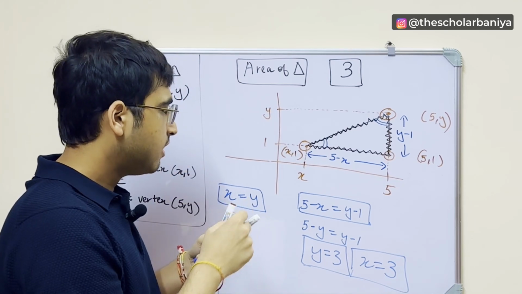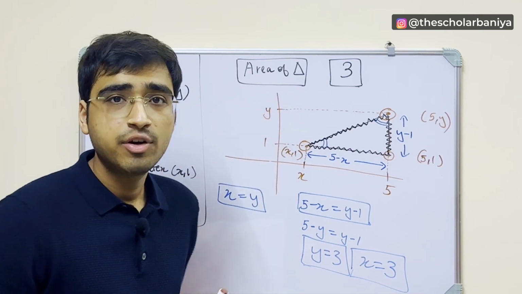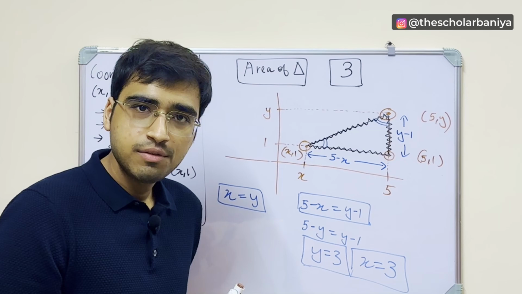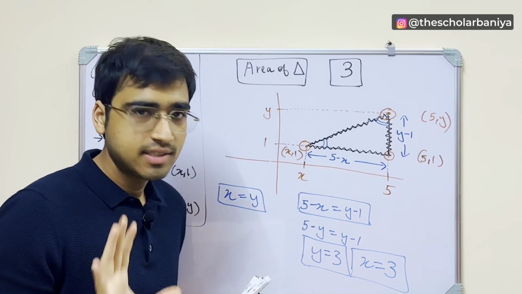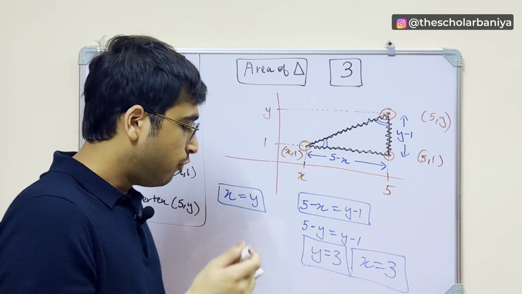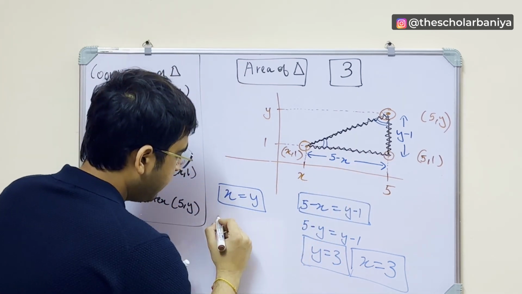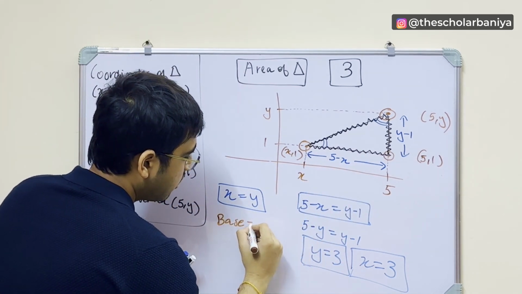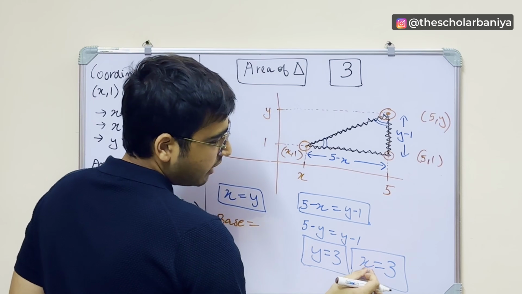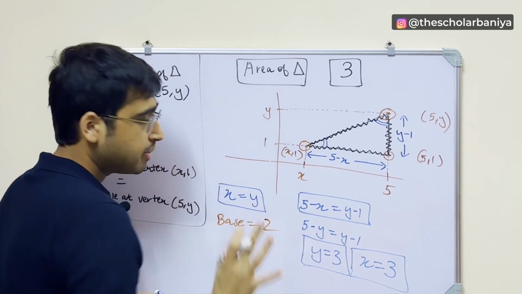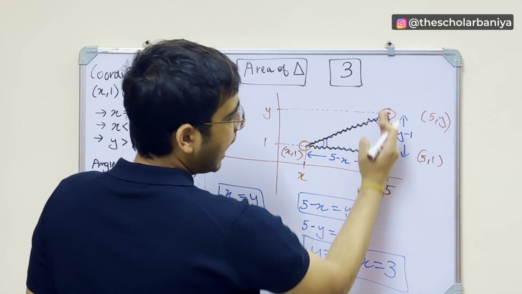Now tell me one thing. We have to find the area of the triangle, right? What is the area of the triangle? The area of the triangle is half into base into height. So what is the base? The base is 5 minus x. So the base becomes what? 5 minus x, which means 5 minus 3, which is 2. This becomes the base.